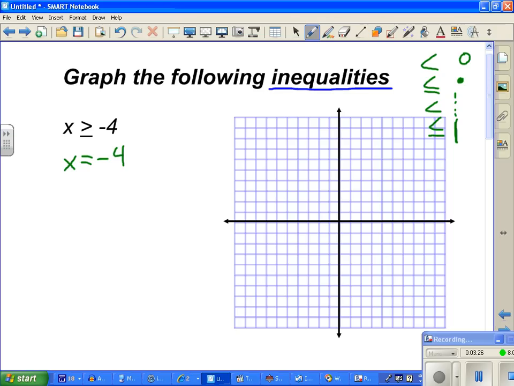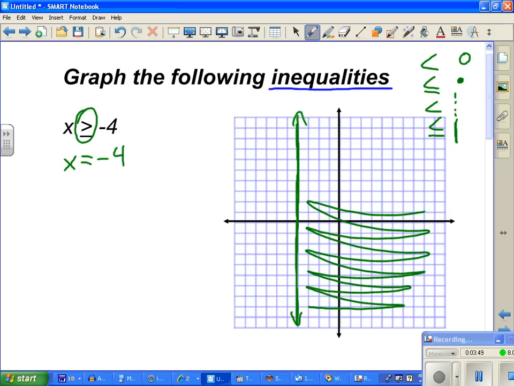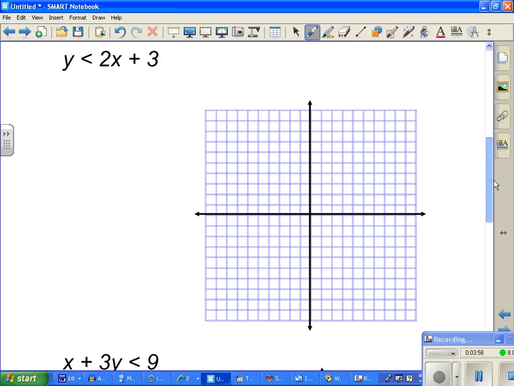So if we graph the line x equals negative 4, that's a vertical line because it's x equals, it has to go through the x-axis. And it's solid because this is less than or equal to. Now I need to decide where I'm going to shade, because there's going to be lots of points that make this work. X is greater than or equal to negative 4, so that means I'm going to be to the right. So I shade to the right of my line, because x is greater than.